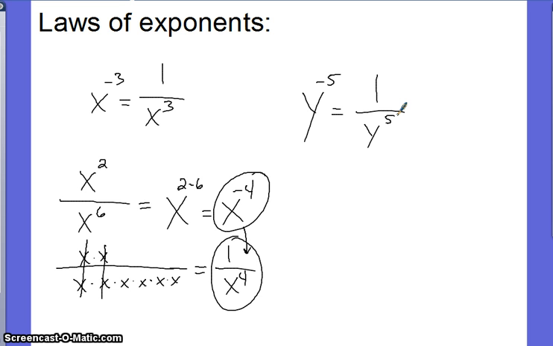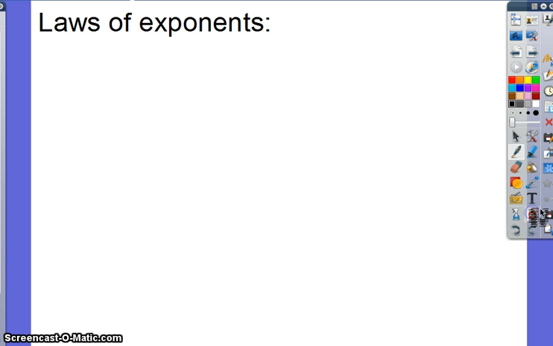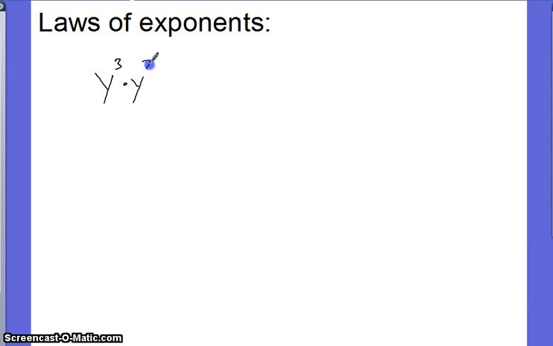So just to review, when we multiply two like bases, we keep our base and we add our exponents. 3 plus 2 is 5. When we divide, we keep our base and we subtract our exponents. So we get x cubed.